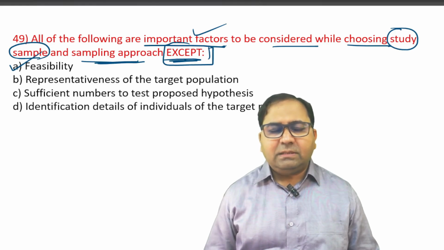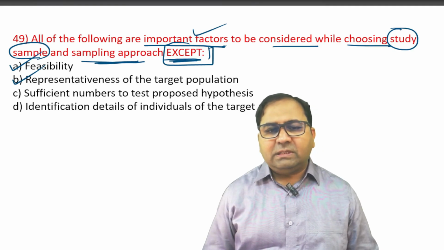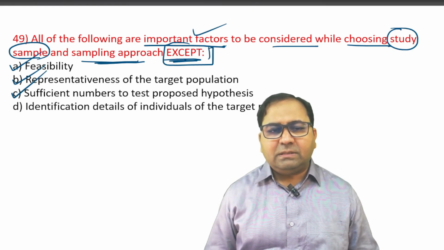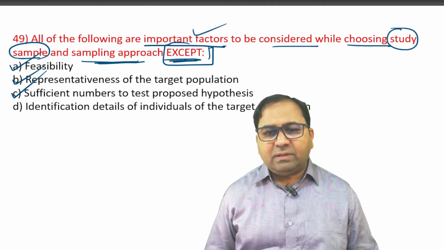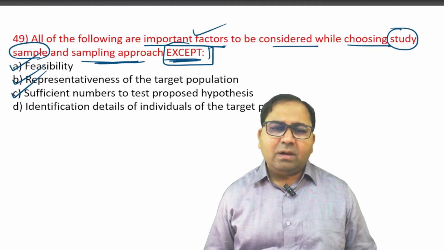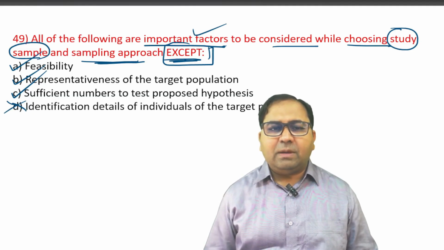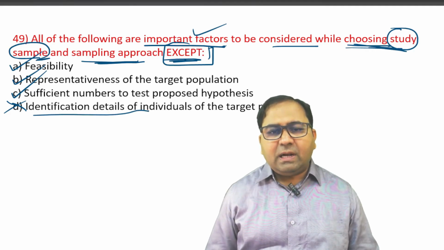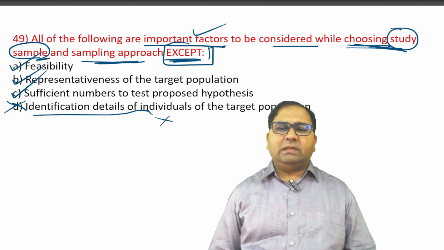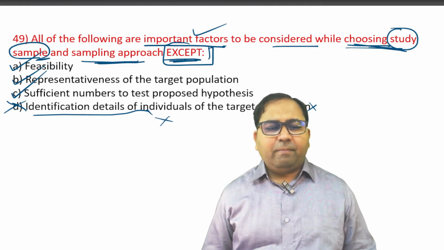Feasibility, yes. They should be representative, yes. Sufficient number should be present? Yes. After this, identification details of individuals of the target population? No. This is not a factor to be considered while choosing the study sample at this stage. While choosing the study sample, individual identification is not required at this stage. Okay, it is required at a later stage but not at this stage.